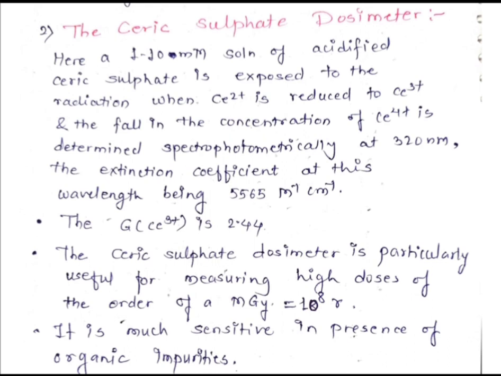So students, what we have seen in today's lecture, we have initially seen the 6 units of measuring the radiation doses or the radiation energy. After that we have seen the Fricke dosimetry, and now we have seen the ceric sulphate dosimeter. So we will stop.